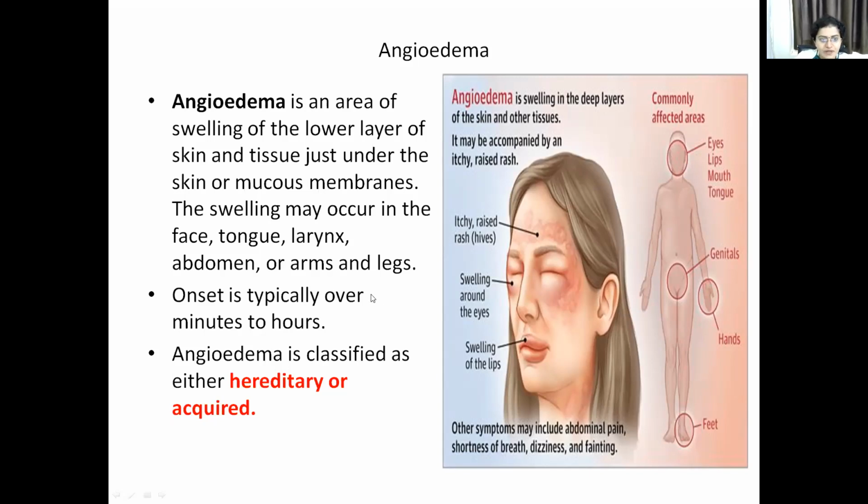Onset is typically over minutes to hours, and angioedema can be either hereditary angioedema or acquired angioedema. So it's nothing but swelling in the deeper part of the skin, mostly the dermis area, and also just under the skin and mucous membrane.